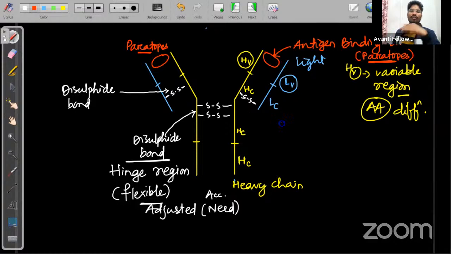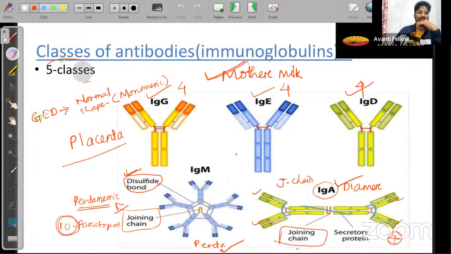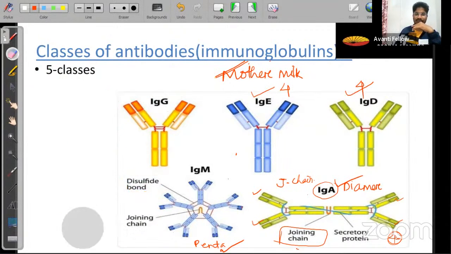ओके, नाउ आई एम मूविंग टू द नेक्स्ट स्लाइड. हियर विल बी टॉकिंग अबाउट द डिफरेंट क्लासेस ऑफ एंटीबॉडी. डिफरेंट क्लासेस ऑफ एंटीबॉडी के बारे में हम लोग बात करेंगे.